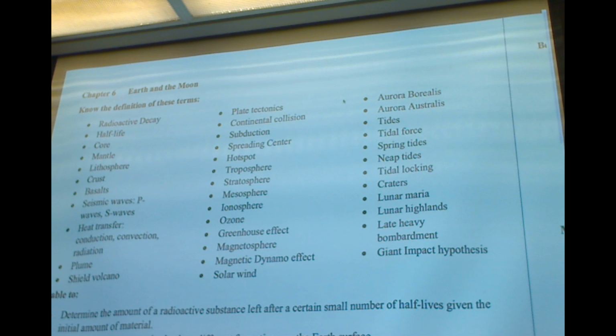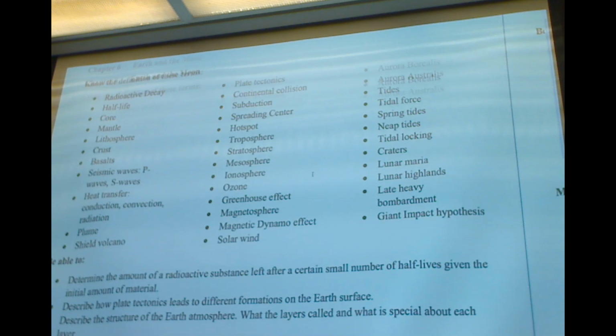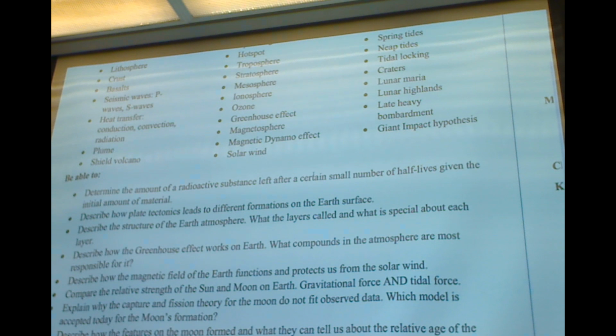Okay. So I'm going to get to the, let's go here. Determine the amount of radioactive substance. I did this a little bit in advance, right? After you have an initial amount, every half-life, it gets cut in half and changed into something more stable. Okay? Describe how plate tectonics, I kind of did this too, right?